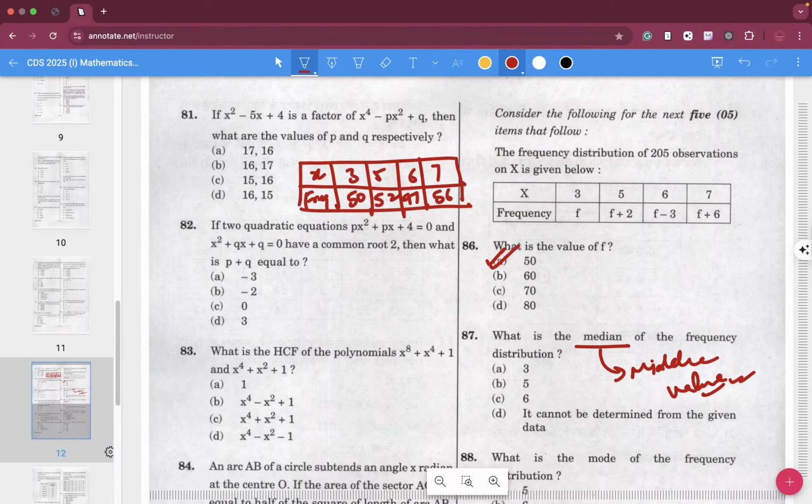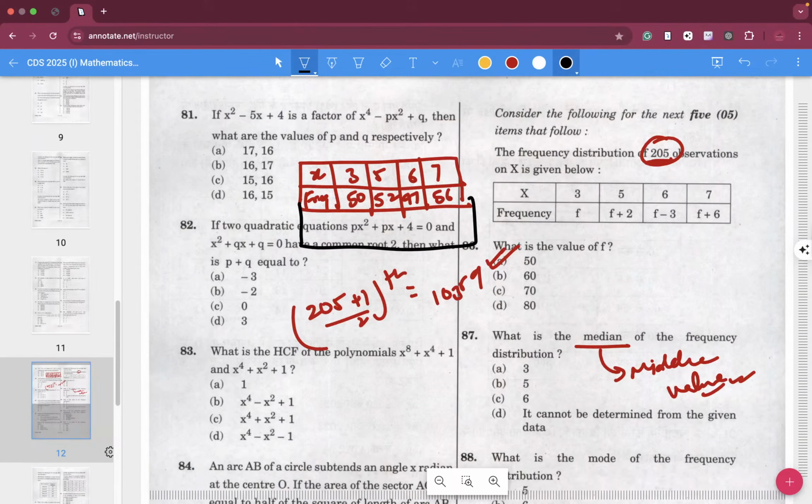Now if you have an odd number of terms, 205 terms, then it is the (n plus 1) by 2th term, which means the 103rd term over here will be the median. If you write down the cumulative frequency CF, this is 50, this will be 102, this will be 149, and this will be 205.